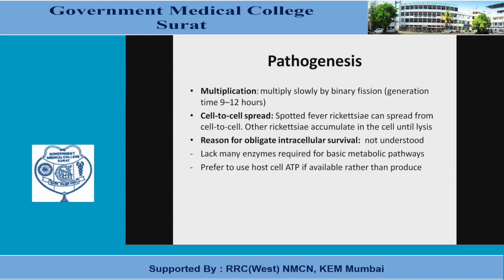Multiplication is by binary fission, with a generation time of 9 to 12 hours. Cell to cell spread: spotted fever Rickettsia can spread from cell to cell, while other Rickettsia accumulate in the cell until lysis. Why do they reside inside? They are obligate intracellular because they lack many enzymes required for basic metabolic pathways, and they prefer to use host cell ATP if available rather than produce their own. So these are the reasons they remain intracellular.